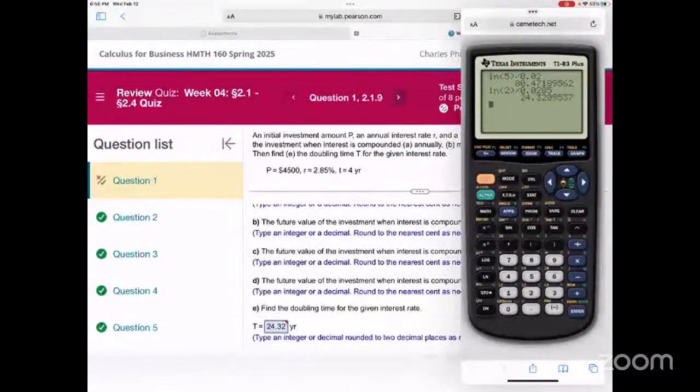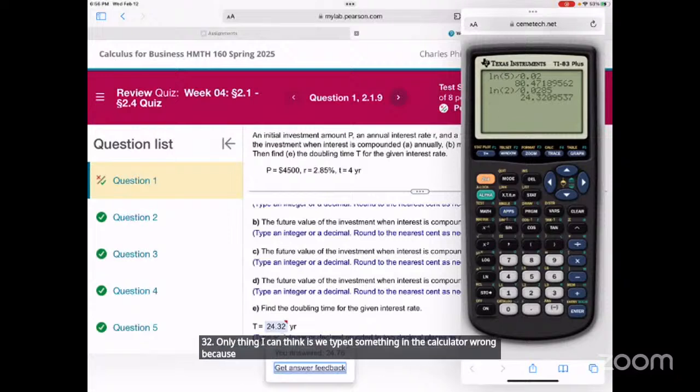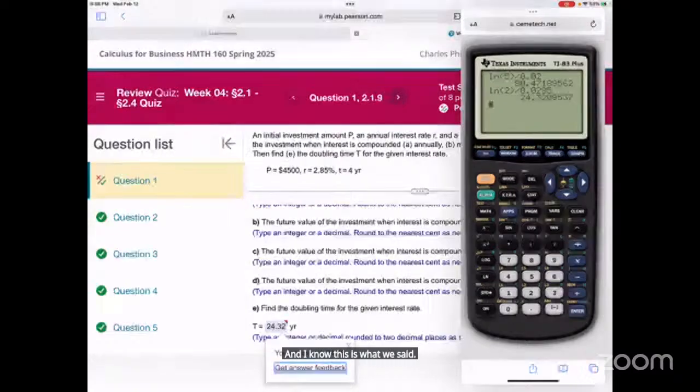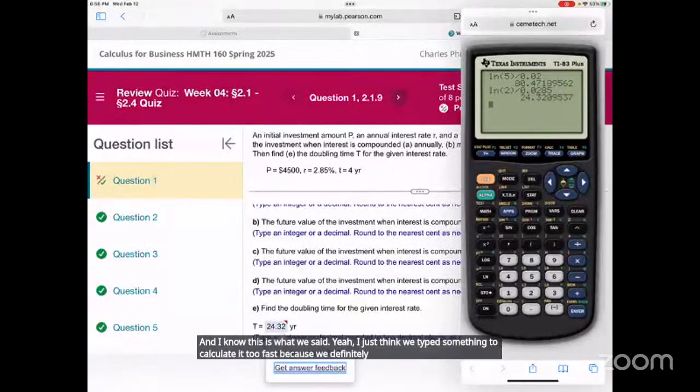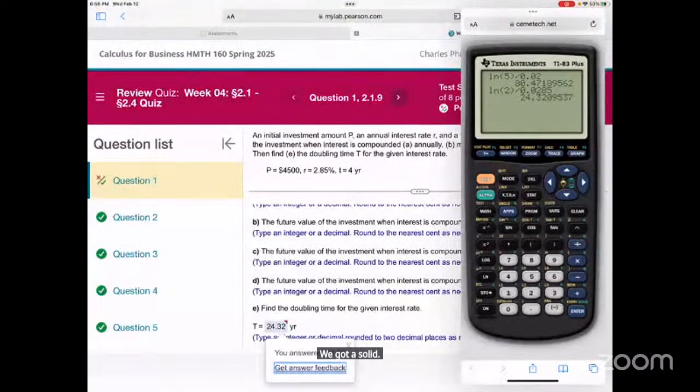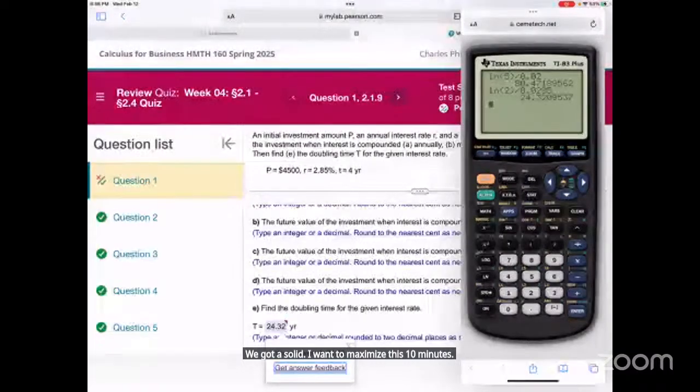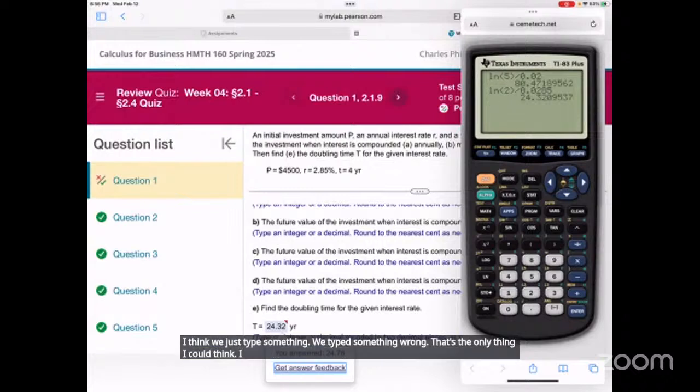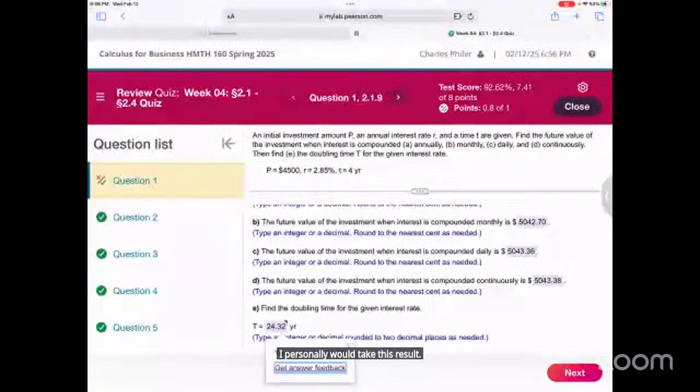32. Only thing I can think is we typed something in the calculator wrong, because we got the concept proper. And I know this is what we said. Yeah, I just think we typed something in the calculator too fast, because we definitely did the same thing. We got a solid. I want to maximize this 10 minutes. Darn. We got it right. I think we just typed something wrong. That's the only thing I could think. I was trying to pull it up, but it didn't show. I personally would take this result. 92 is an A. I'm good with it.